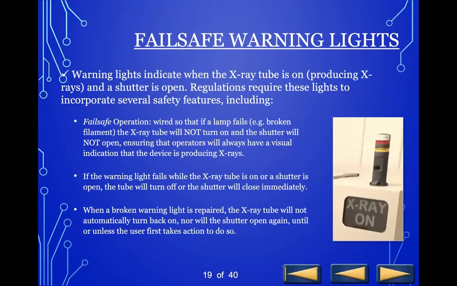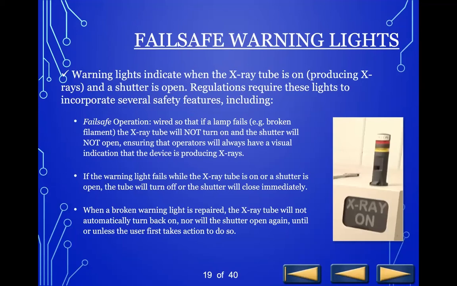Fail-safe warning lights. Warning lights indicate when the X-ray tube is on and a shutter is open. Regulations require these lights to incorporate several safety features, including fail-safe operation, wired so that if a lamp fails, the X-ray tube will not turn on and the shutter will not open, ensuring that operators will always have a visual indication that the device is producing X-rays.